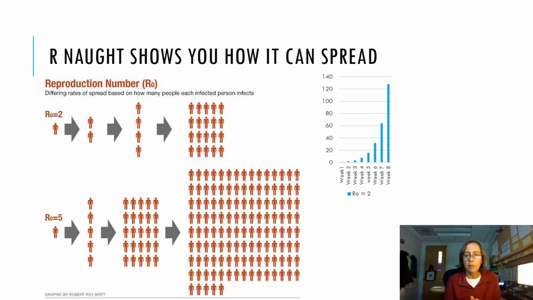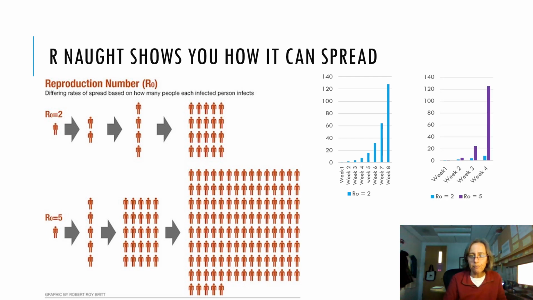So here is an example of a disease with an R naught of 2, if it takes a week to spread. You can see week 1 we have 1 person, week 2 we have 2, then we have 4, then 8, then 16, and so on, so that by week 8 you would have 120 people more infected with the condition. However, if we compare that to an R naught of 5, look at the difference. The y-axis is the same here, but the weeks only go to week 4. And look at how much the R naught of 5 has outpaced the disease with the R naught of 2. And the disease with the R naught of 2 was spreading really, really fast.